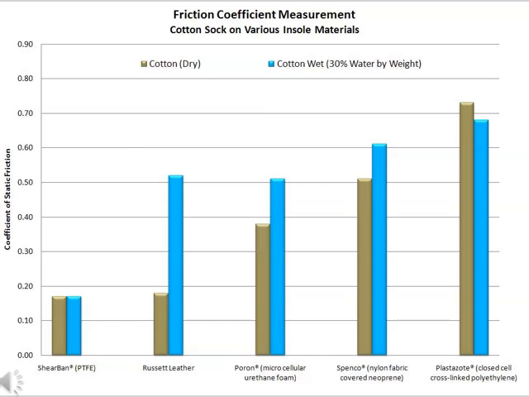Some large COF variations are apparent. For instance, the COF for a cotton sock interfacing with plastizote, a popular and effective cushioning material, is about 0.7. The cotton sock interfacing with a polytetrafluoroethylene material at 0.16 is about 75% less.